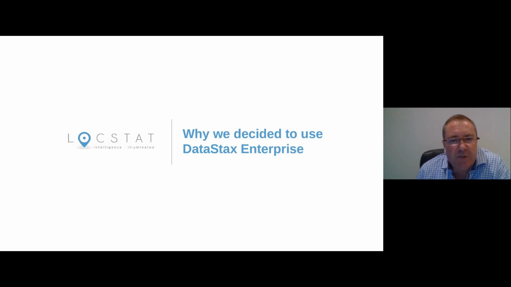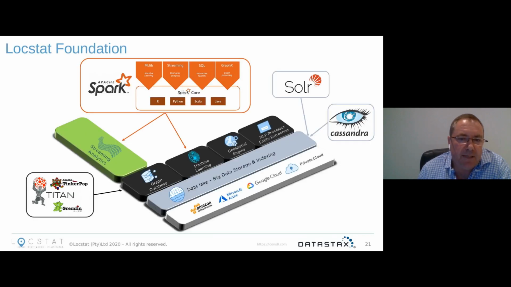So why did we decide to use DataStax? Well, it's actually quite simple. If you look at the underlying core elements of the Lockstat foundation, it's Cassandra, Solr, Spark, and then obviously Titan, with Tinkerpop and Gremlin. And when we looked at DataStax, they were, I think, just at the point where they took over Titan as a graph database and then rewrote it as DataStax Enterprise Graph. So in a sense, it made our decision quite simple to look at DataStax because of how closely DataStax resembled that open source framework that we use as a base for the Lockstat product.